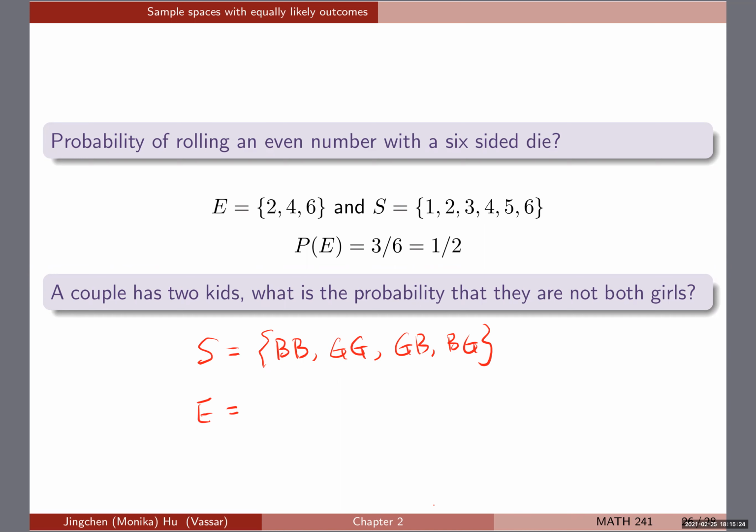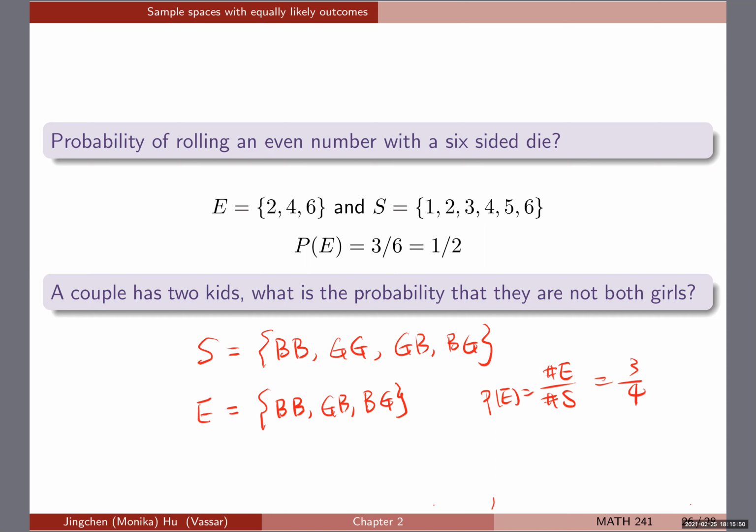Not both girls. Okay, so I can get two boys. Okay, I can get one boy, one girl. Okay, and one girl, one boy in that order, and then one girl, one boy, one girl. So if I do that, P(E) will be the cardinality of E over the cardinality of S, which is 3/4. Okay, so, well, yeah, that's the answer.